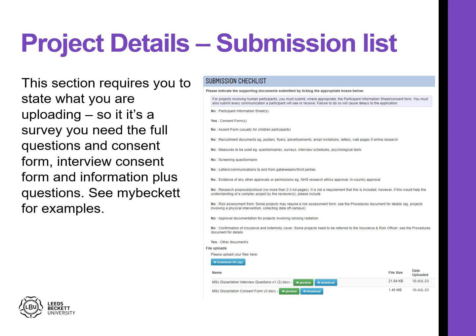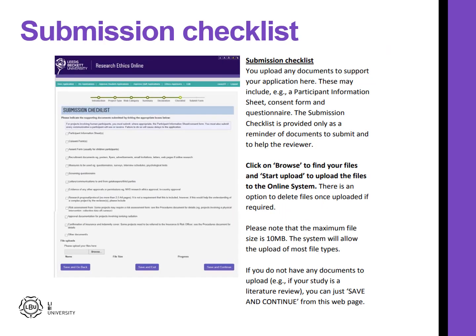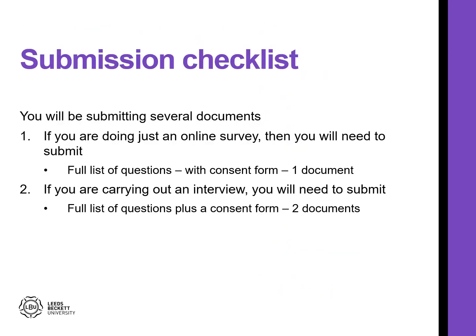So you've got quite a lot of work to do. You've got the questions to sort out. You've got your project to sort out and stuff. So this is an example of the submission sheet and stuff. I would expect every student to be submitting something there. So again, recap, if you're doing a survey online, then you will need a full list of questions with the consent form. If you carry out an interview, you will need to submit a full list of questions plus the consent form, plus an information sheet that comes with a consent form.